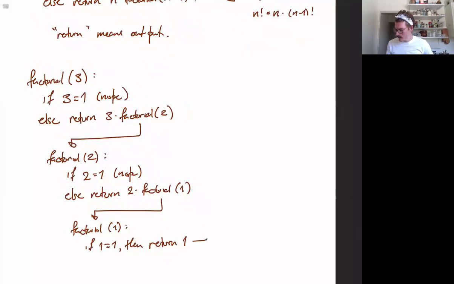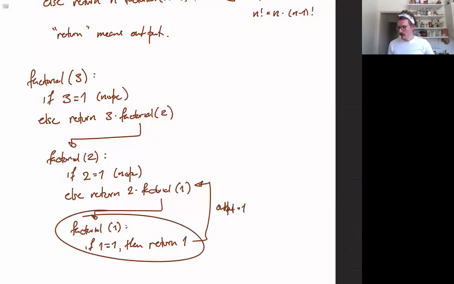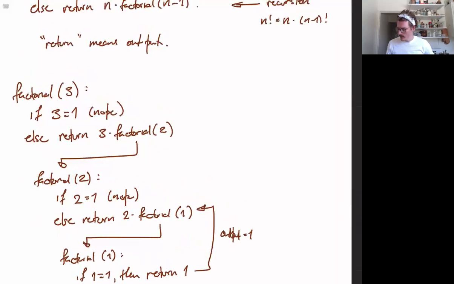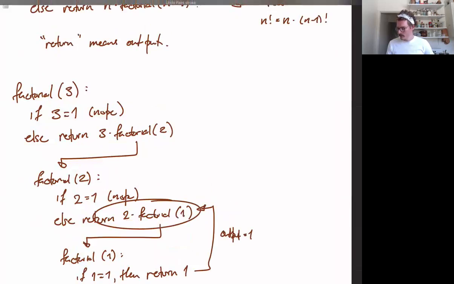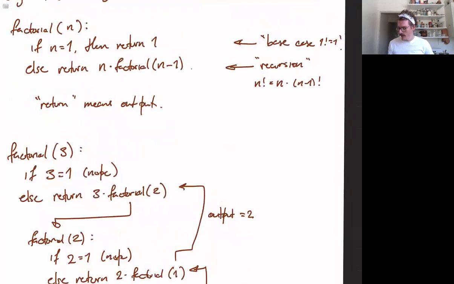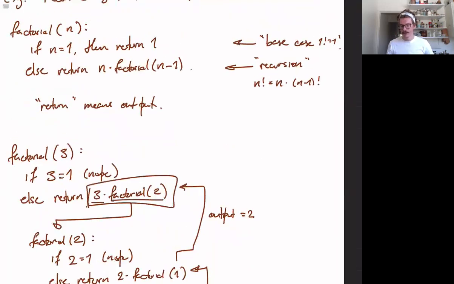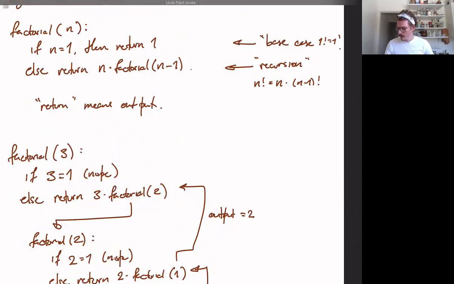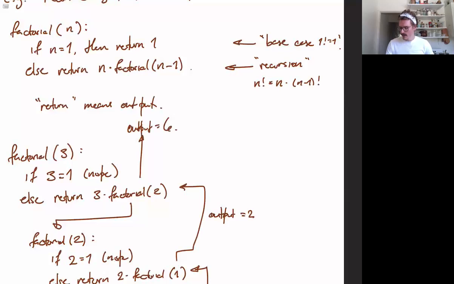So the output of this recursion is 1. The output of this recursion is now 2 times 1. So this output is 2, and then here we finally get 3 times 2. So the final output is 6.